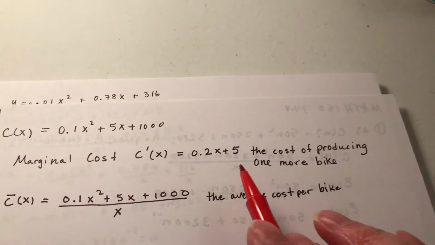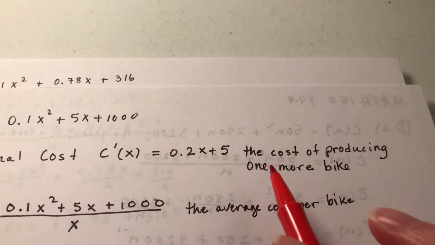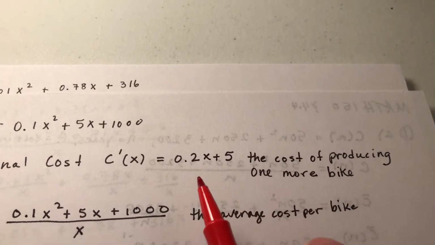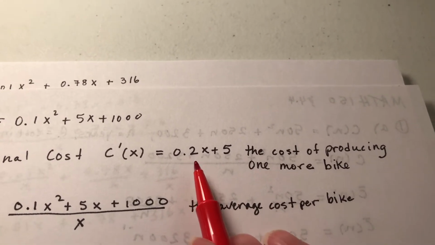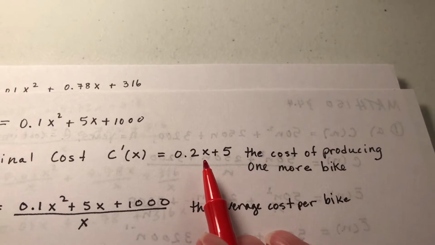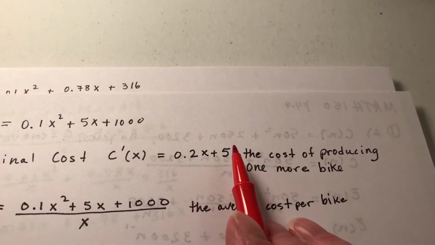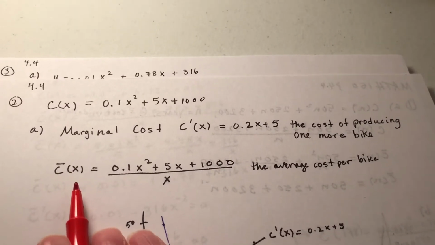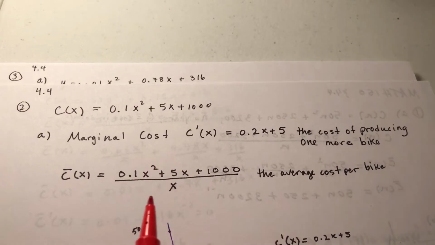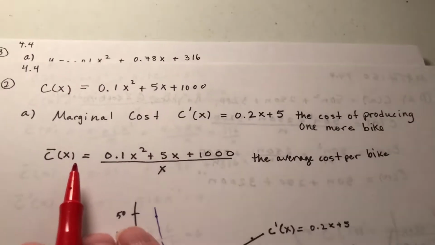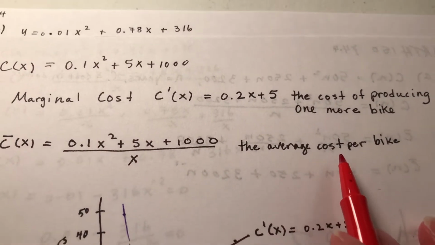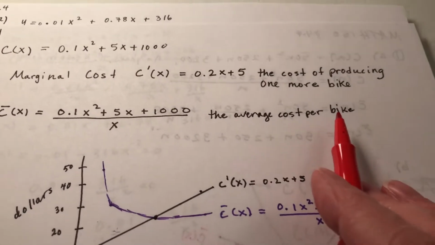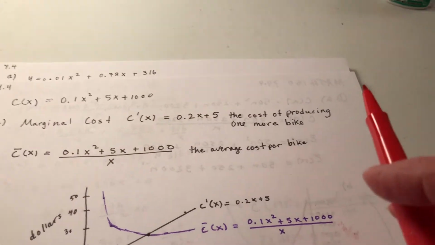So this marginal cost is the marginal cost of producing one more bike. So if you plug it in at a certain production level, you'll find out how much it costs to go from that production level to adding another bike. Now, average cost is, remember, you take the cost function and divide by x, and the average cost is just the average cost it is costing the company to make the bikes. The cost per bike.